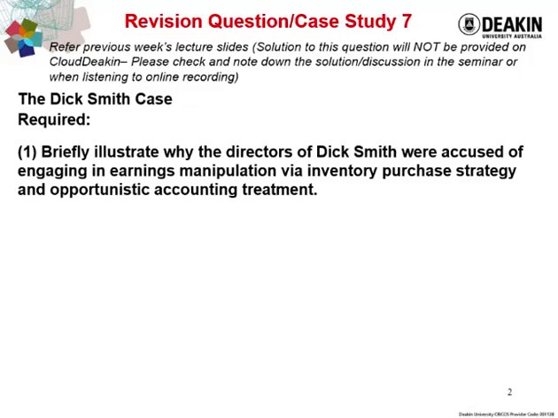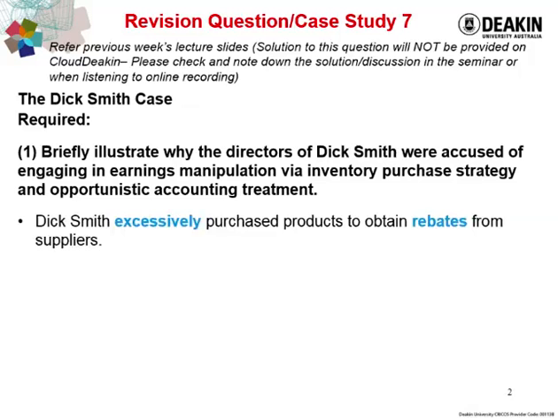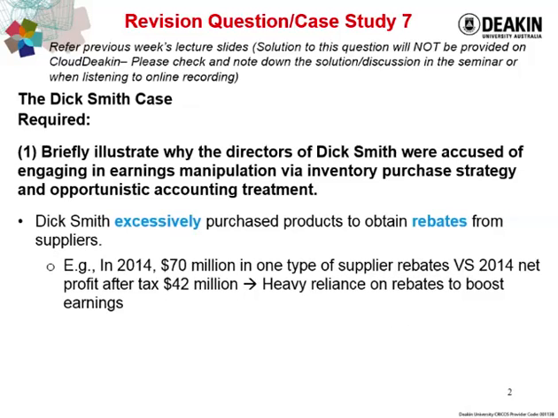Before going through today's topic, let's have a look at revision question or case study 7. Discuss or illustrate how the directors of Dick Smith manipulated profits through inventory purchase strategy and unacceptable accounting treatment of inventory. In this case, Dick Smith excessively purchased products from its suppliers to obtain rebates. For example, in 2014, it had $70 million of rebates, and this figure is huge considering that the 2014 net profit after tax is only $42 million.